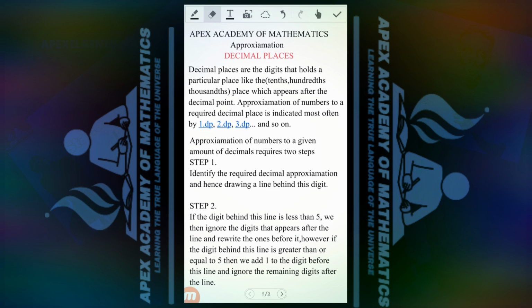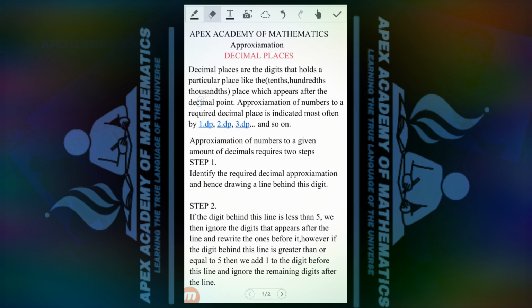All right, so approximation of a number to a required decimal places is indicated nowadays by the following symbols right here: 1 dp, 2 dp, 3 dp, and so on. When you're doing questions, the purpose of approximating numbers is not to have too many digits behind the decimal point. So usually no questions will ask you to round off a number to 3 dp. If not asked, the required amount is always 1 or 2 dp, or 2 decimal places. All right, so I hope you understand this first part of the notes.